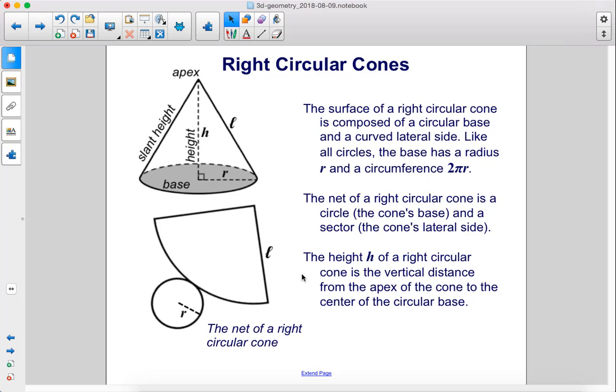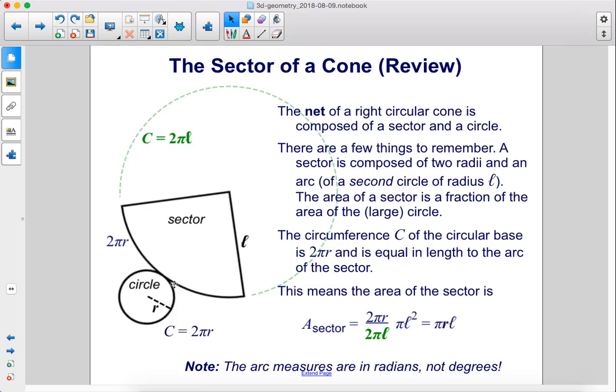The height h of a right circular cone is the vertical distance from the apex of the cone to the center of the circular base. So this line here. The net of a right circular cone is composed of a sector and a circle. There are a few things to remember.